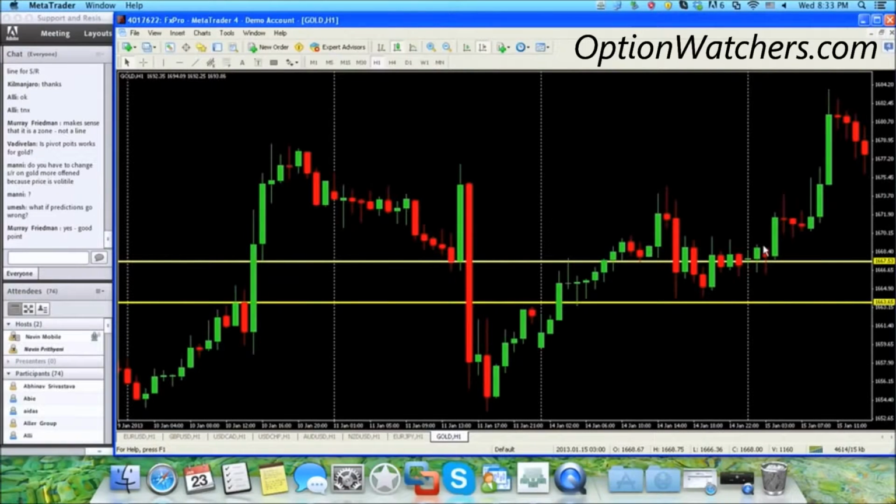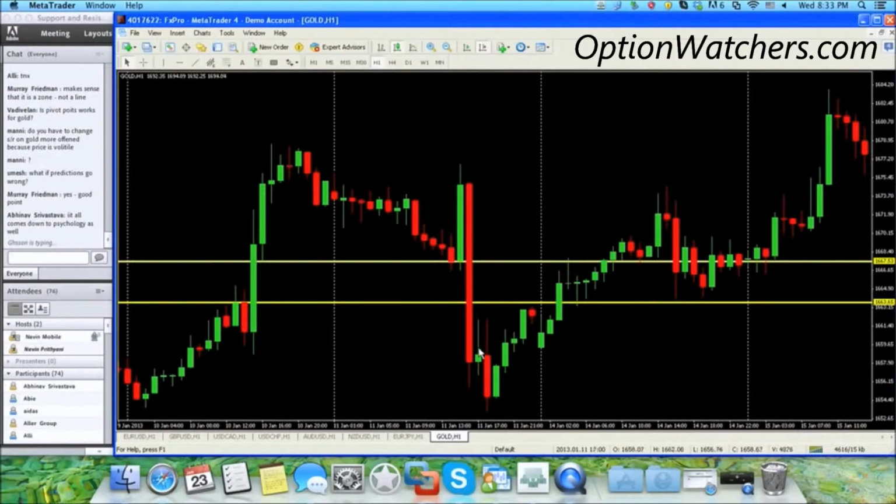What if predictions go wrong? Then you have a losing trade. You cannot expect everything to be perfect, right? You have some bad trades. It's just the nature of trading. And when it goes wrong like this, you see how you have a big candle flying through? So you have to keep your exits ready.